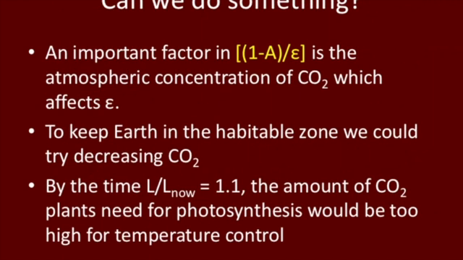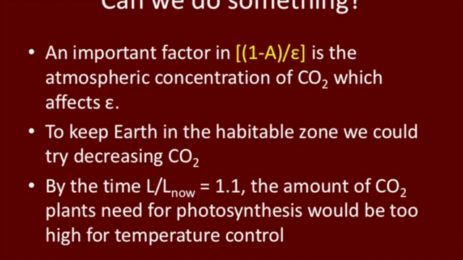Can we do something? Can we make changes that would make the Earth stay habitable longer? Well, an important factor is this albedo factor. An important part of this is the atmospheric concentration of CO2. So maybe we could tune the carbon dioxide content of the atmosphere to stay cool longer. Right? We could just keep decreasing the carbon dioxide and keep the Earth cool.